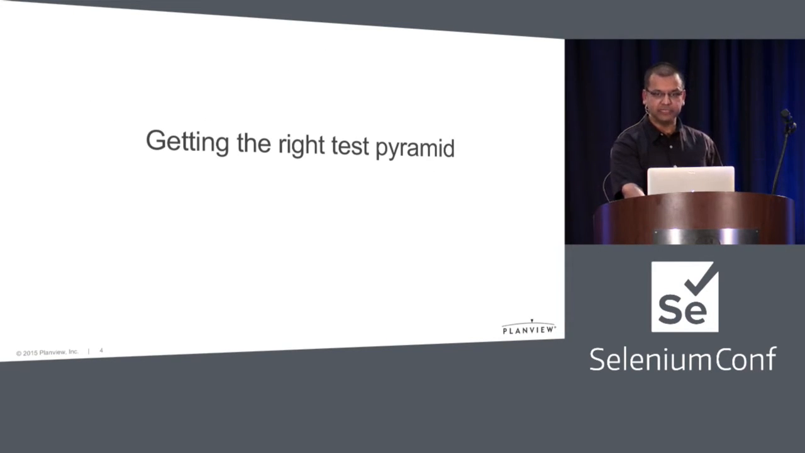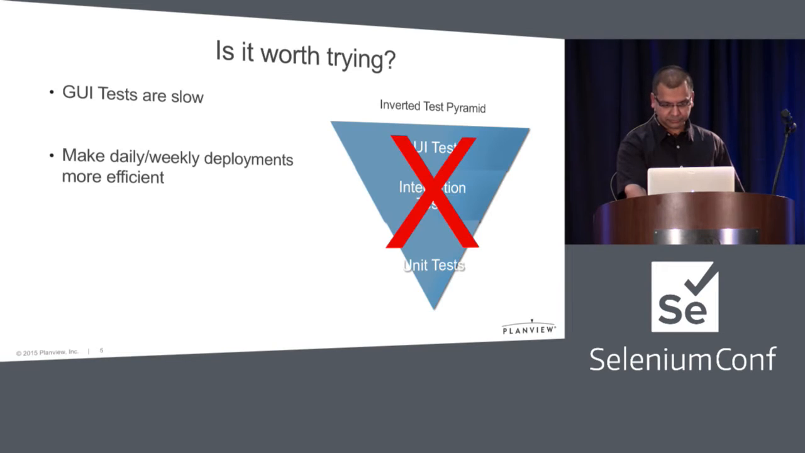Starting with the first section of this talk, which is getting the right test pyramid, or automation test pyramid. Automated tests come in a variety of different flavors with different costs and benefits. They are sometimes called by different names by different people. The automation test levels that we have are unit tests, integration tests, and end-to-end GUI tests. The inverted test pyramid here depicts the trend that most of our tests fall in the GUI test level.